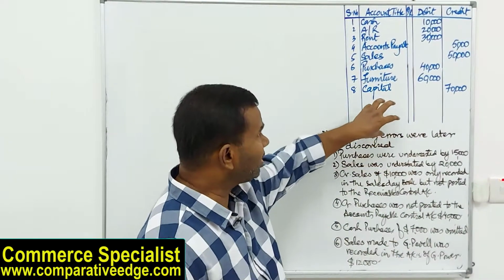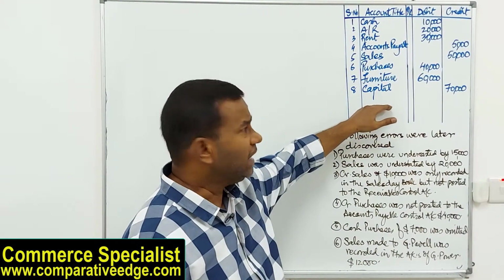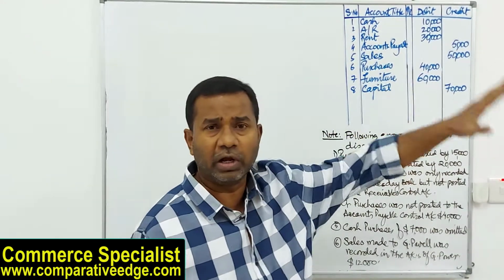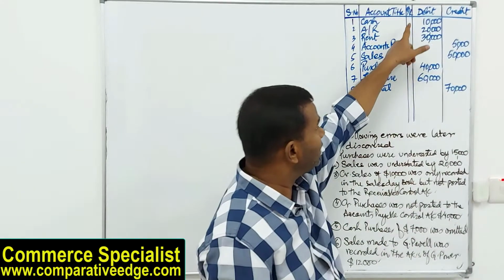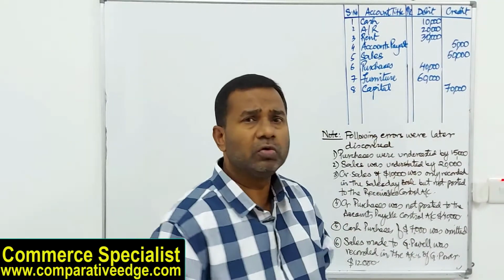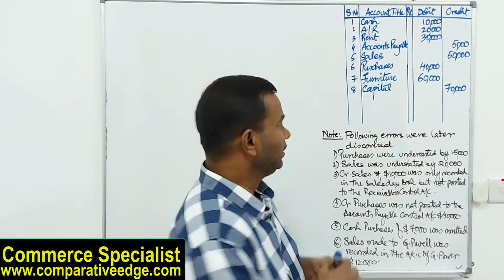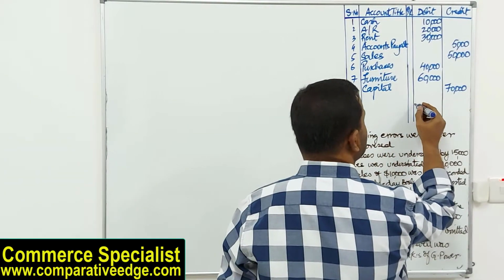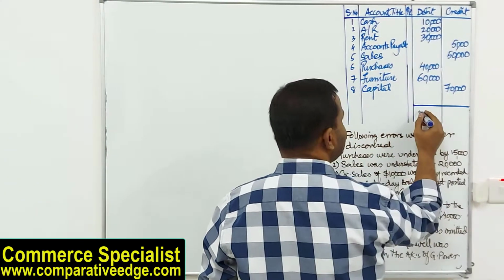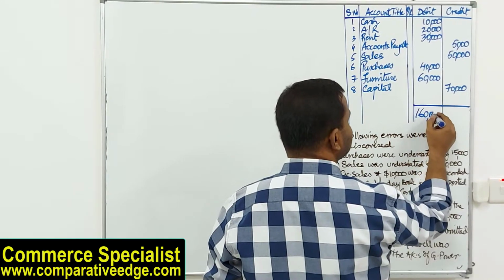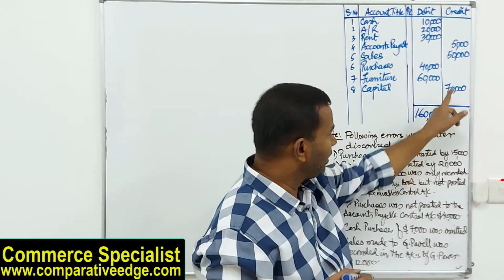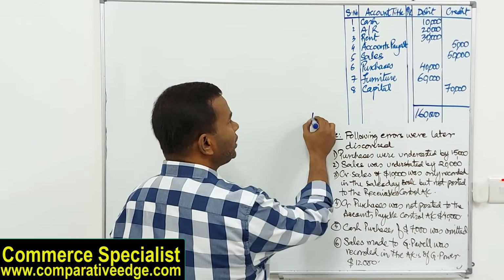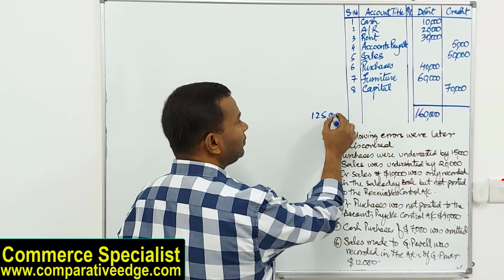So this is a critical point. If the trial balance cannot balance, we cannot go ahead. So now we've got to do something. If you notice, if I total the debit side, it's coming to 160,000. But when I total the credit side, the total is coming to just 125.